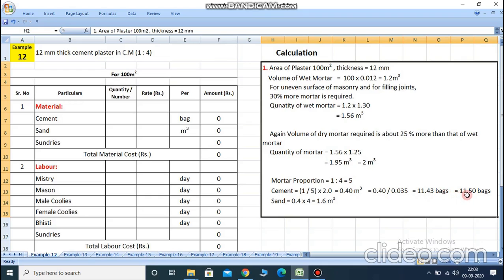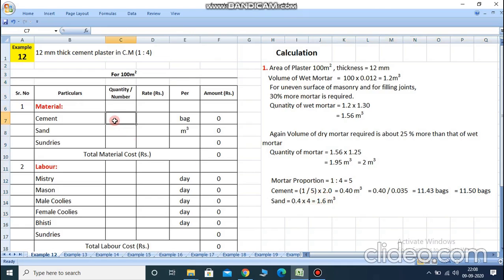Now the rounded figure is 11.50 bags, means 11.5 bags are required to complete the 100 meter square plaster work. And we find out the sand quantity. So the sand quantity is 0.4 multiplied by 4, or we take 4 divided by 5 multiplied by 2. So we got the answer 1.6 meter cube. So it's the sand quantity.